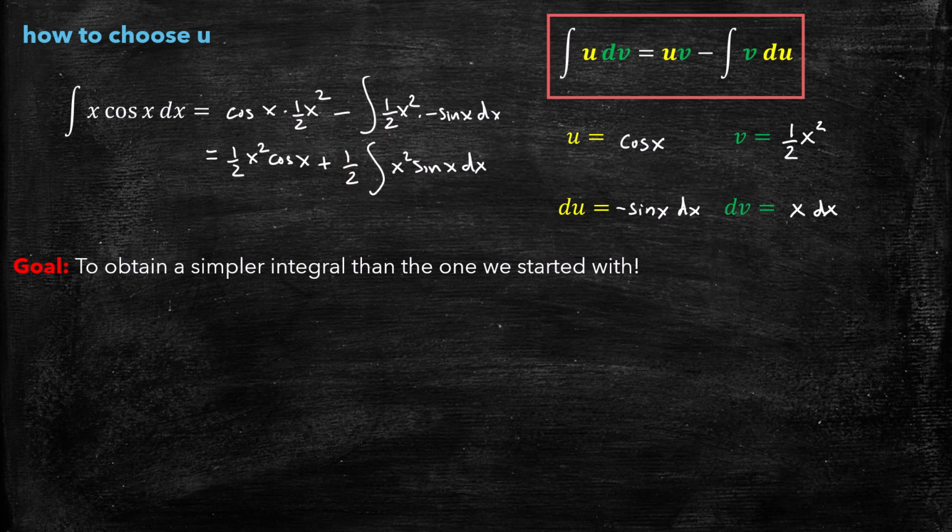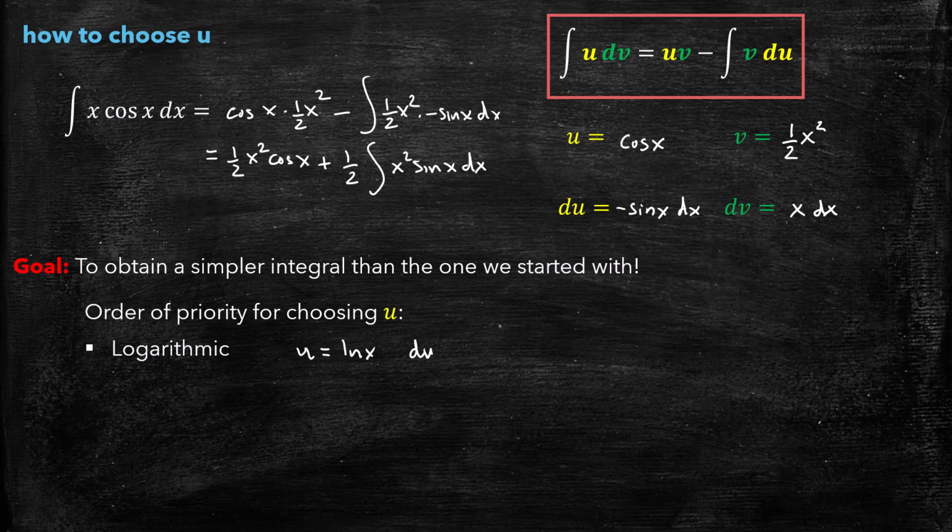But there are some other guidelines, in terms of order of preference. The order of priority for choosing u is: if there's a logarithmic function, u has to be that. The reason is that if you make that dv, you don't know how to integrate a logarithmic function. But if you make u ln x, then du will just be 1 over x dx. Not so bad. So you have no choice. Similarly, if you have an inverse trig function, like inverse tan x, you don't know the integral of that, so you've got to make that u so you can take the derivative.